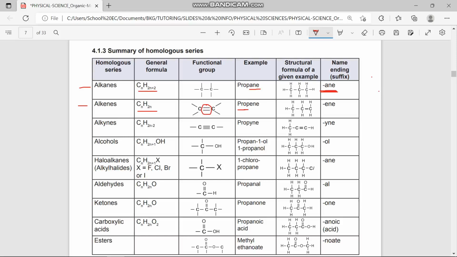That's a functional group, the double bond. An example is propene. In the structural formula for propene, we have a name ending, which is the suffix. It's "ene", as you can hear when you pronounce it. The prefix stands for the number of C atoms, and the suffix is the name ending of this homologous series. Sorry, I can't write it well, but I think you understand.